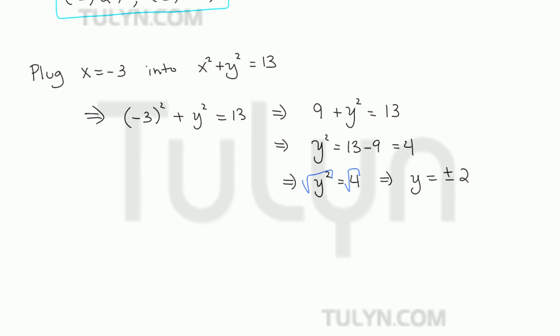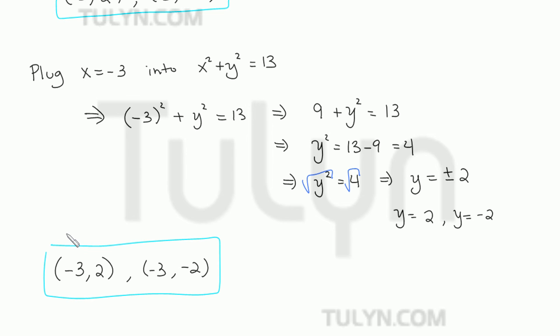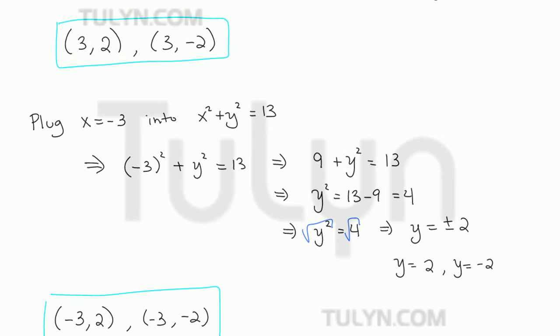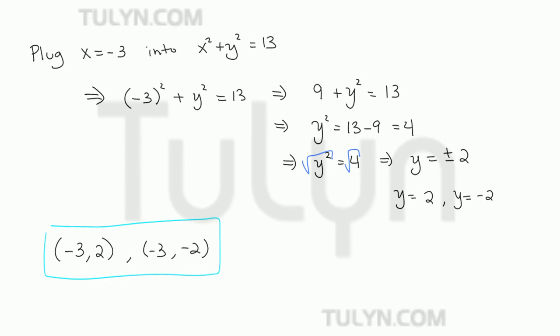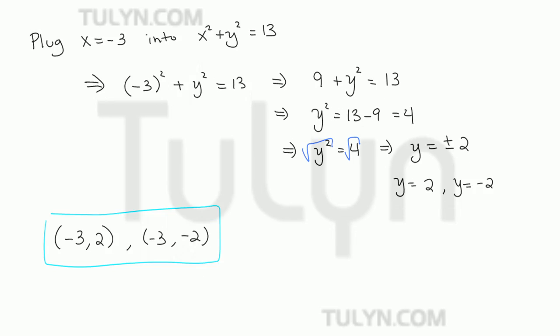So now when x is equal to negative 3, y is equal to 2, and then y is equal to minus 2. So we want to write these other two ordered pairs. So we have x comma y, negative 3 comma positive 2, and then negative 3 comma negative 2. So now we have these four solution sets, these four ordered pairs which solve the system of equations.